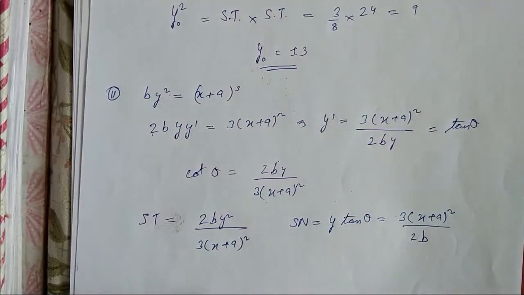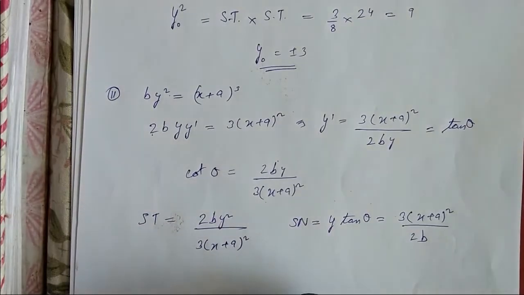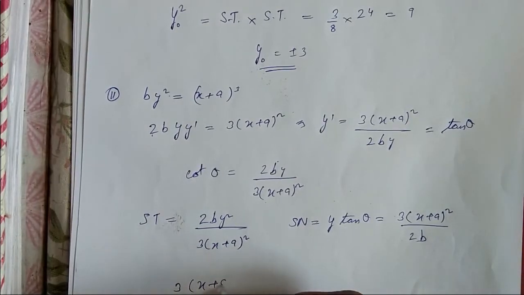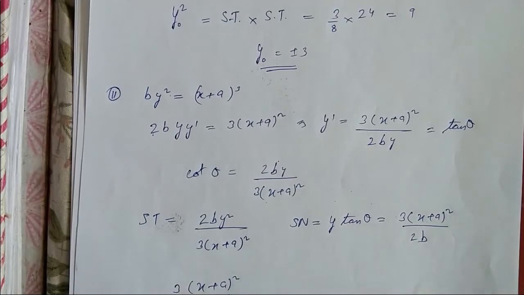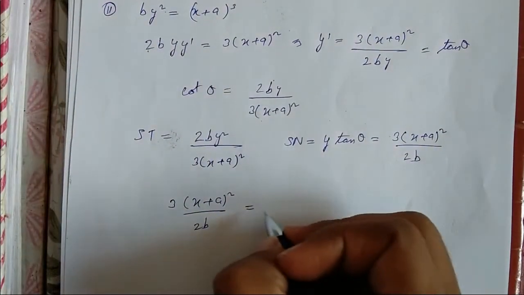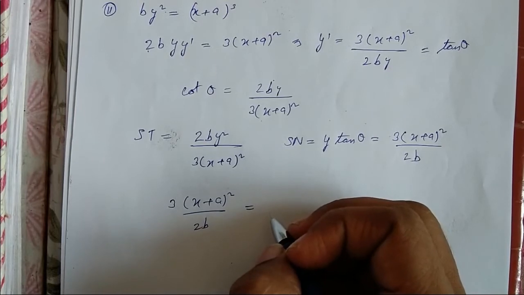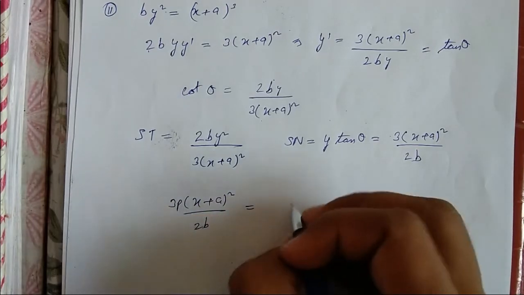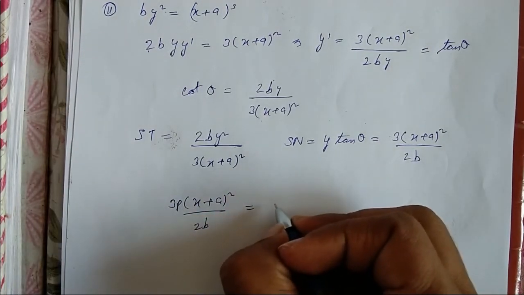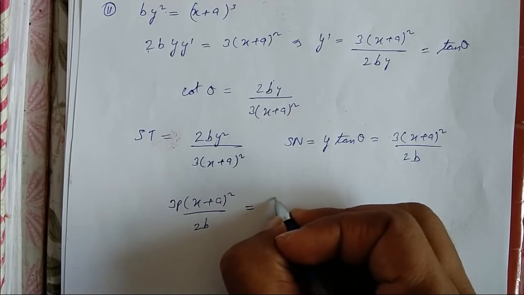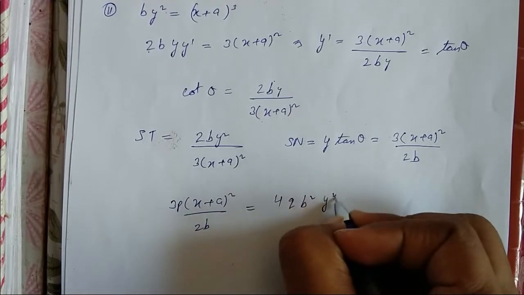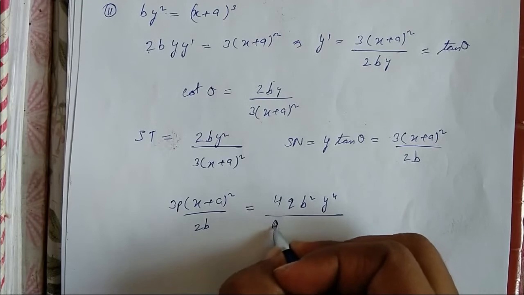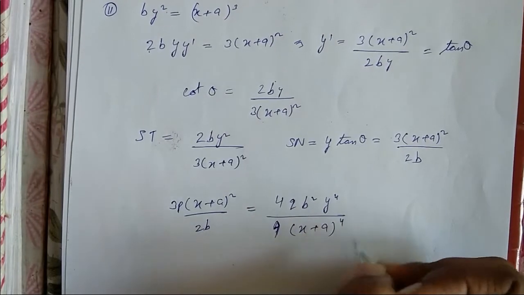Now since P times Sn is equal to Q times St square. So Q times 4qb square y power 4 upon 9(x plus a) power 4.